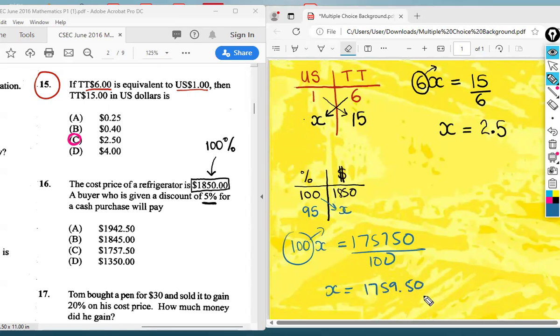1757 and 50 cents. The answer will be C. Now I know what some of you could do, and you will get the same answer. You could find 5% of 1850, and when you find 5%, you minus it from the 1850, which is what you would normally do in, well, I guess in primary school to get out a question like this one, right? But like I said, I wanted to work it out the fancy way, because that's the way I showed how to do it in the Monday class.